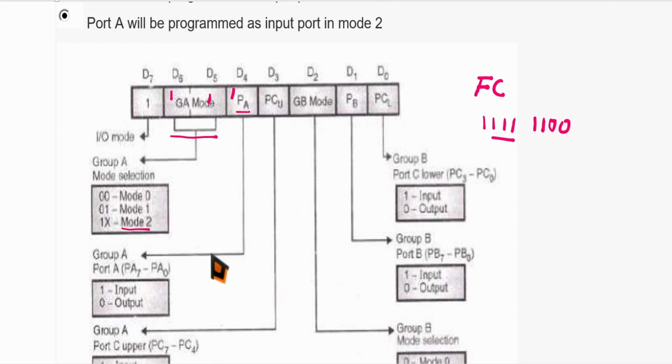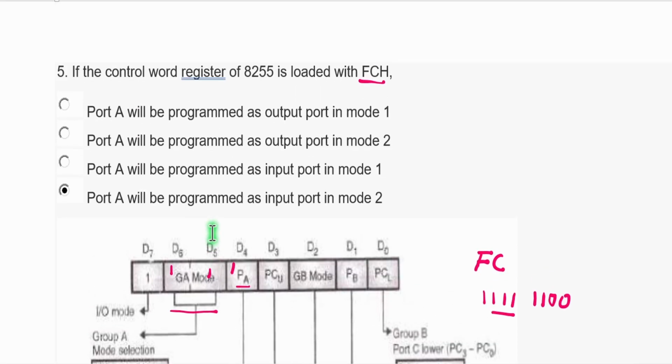Now you see this bit, this is also 1. It indicates that group A ports will be set as input ports. That means port A is set as input port. So the correct answer will be port A will be programmed as input port and it will be set to mode 2. So this is the correct option.